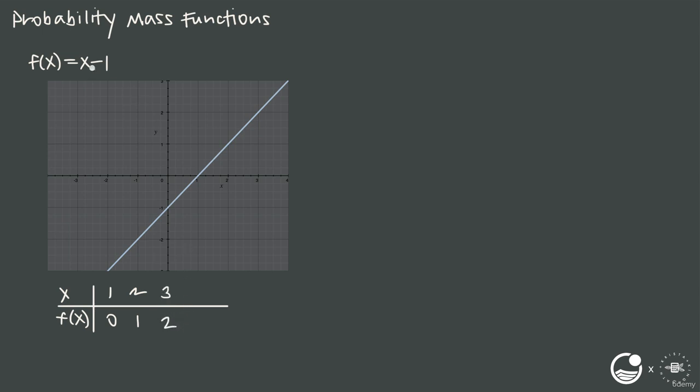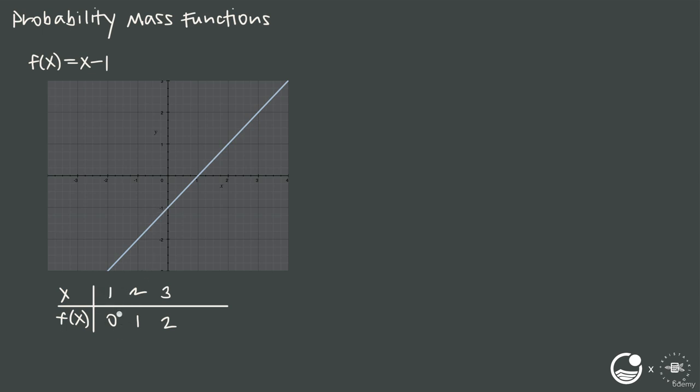And of course that makes sense because this function here is just telling us whatever value we put in for x, we're going to subtract 1 from it to get the output. And so we can see that all of the outputs are 1 less than the input values. And we can see that in the graph as well.